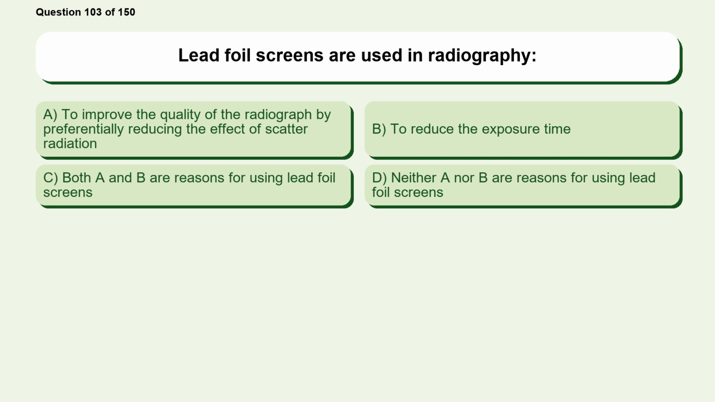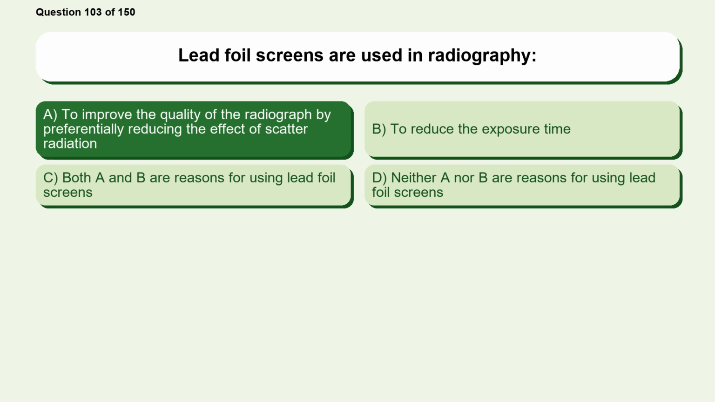Question 103. Lead foil screens are used in radiography. Option A. To improve the quality of the radiograph by preferentially reducing the effect of scatter radiation. Option B. To reduce the exposure time. Option C. Both A and B are reasons for using lead foil screens. Option D. Neither A nor B are reasons for using lead foil screens. The correct answer is Option A. To improve the quality of the radiograph by preferentially reducing the effect of scatter radiation.